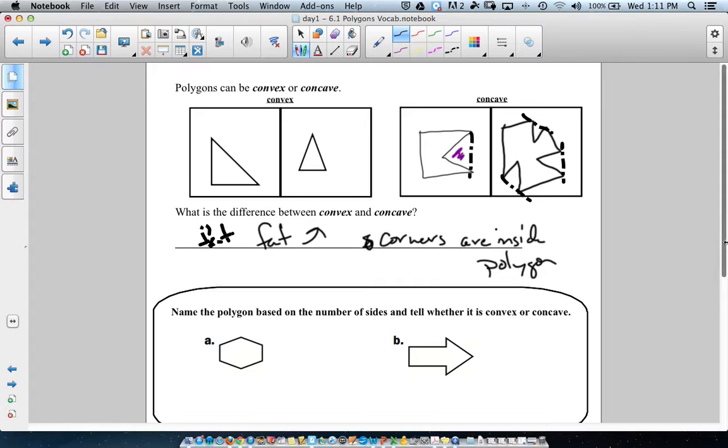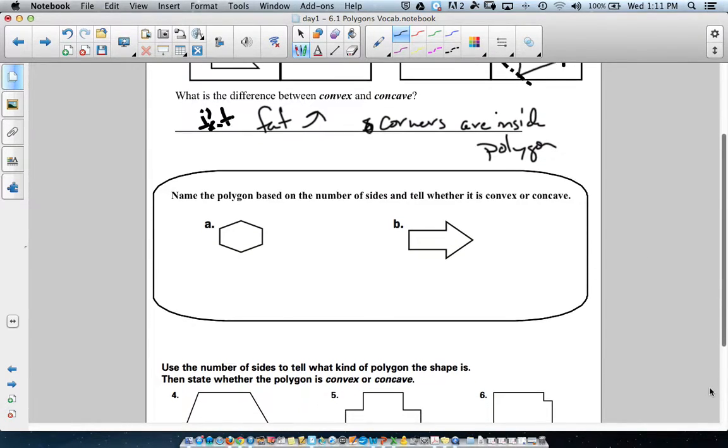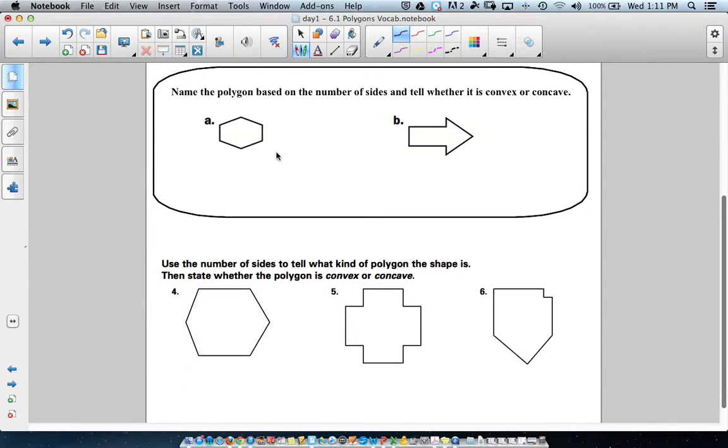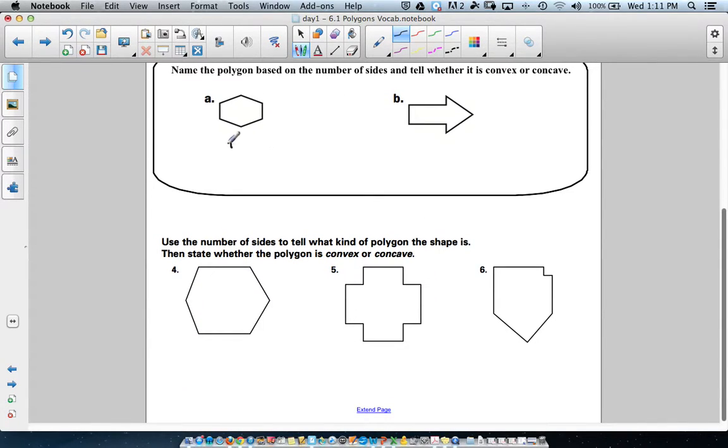Now, let's take a look at these two. Are these two convex or concave? Well, first off, A is going to be convex, and this one is going to be concave. Now, let's look at 4, 5, and 6. This one I'm going to suggest would be convex, I'm sorry. This one right here, we can see how it falls in right there, and that would be concave. And this one would be concave also.